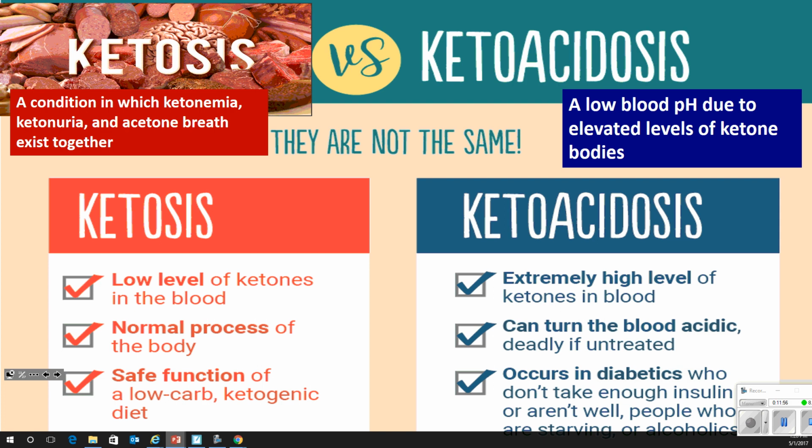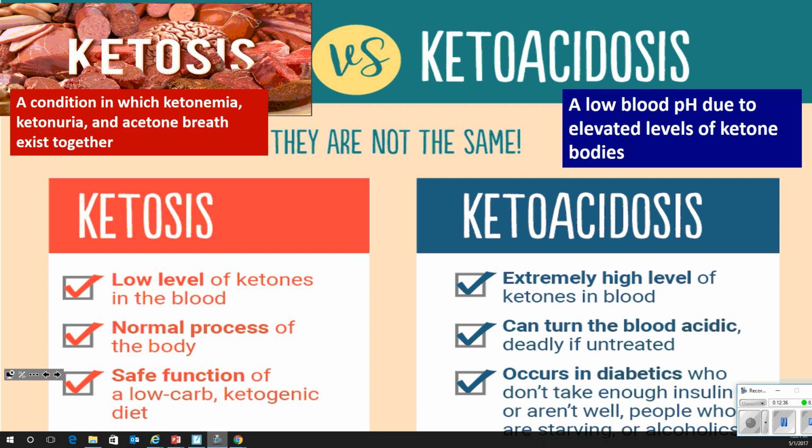This occurs in diabetics when they don't take enough insulin or aren't well. People who are starving or alcoholics is what the bottom part is. So this happens when people aren't very well, or they have been fasting too long or starving or are alcoholics. Okay, does that help you make the difference? Everybody okay with the difference? And the thing here is just remember acid. This is all acidy, and this is osis, meaning low. You got normal processes in the body, safe function of a low carb diet, but you got to be careful.